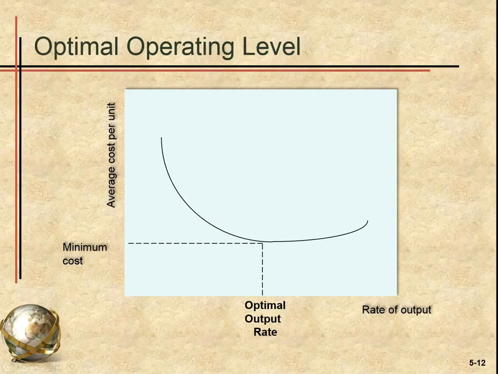Now, what happens at a certain point is that the average cost per unit is going to start going up. And this sometimes is a little bit counterintuitive if you don't think about it. But if you take a moment to think about it, this also makes sense.